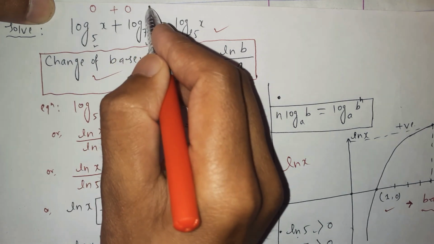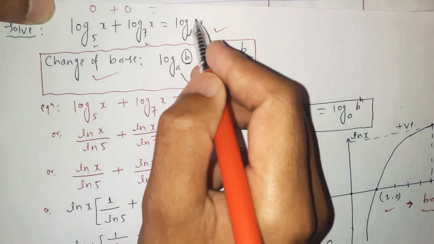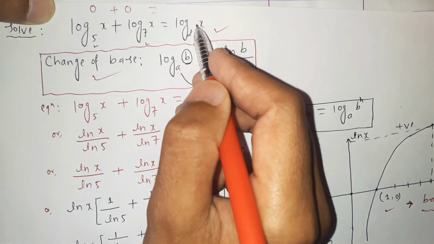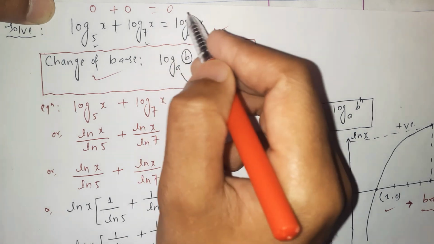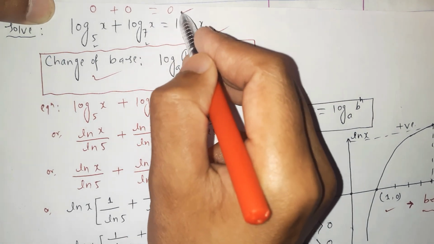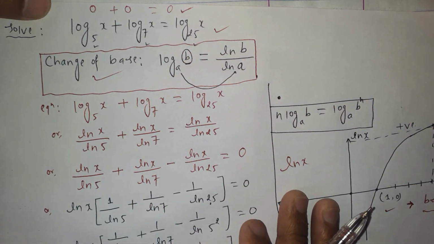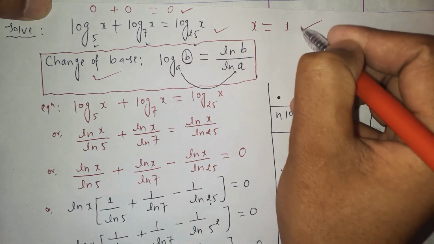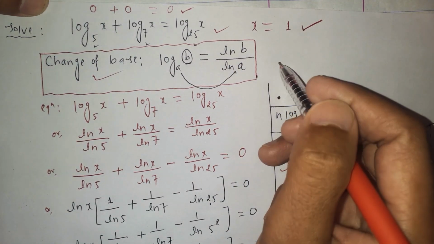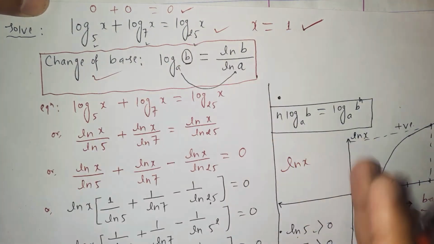Equal to, here is the same case. If we plug in the value of x as 1, then this will be 0. 0 plus 0 gives 0 equals to, which is a true mathematical expression. So the value of x equal to 1 is accepted here. So this is the only one solution for this logarithmic equation.